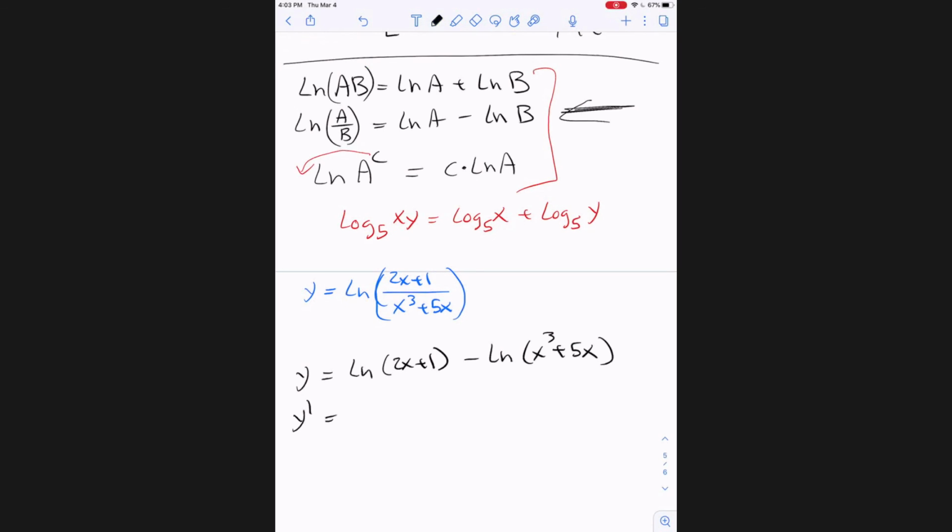So y prime is equal to natural log of 2x plus 1 is 2x plus 1 goes on the bottom. Its derivative 2 goes up top. Minus, let's take the derivative of the second term. Well, x cubed plus 5x goes on the bottom. Its derivative goes up top. What's the derivative of x cubed plus 5x? 3x squared plus 5. Now, your answer might not match the back of the book because they probably got a common denominator and combined like terms to make it one fraction. But you don't need to do that.